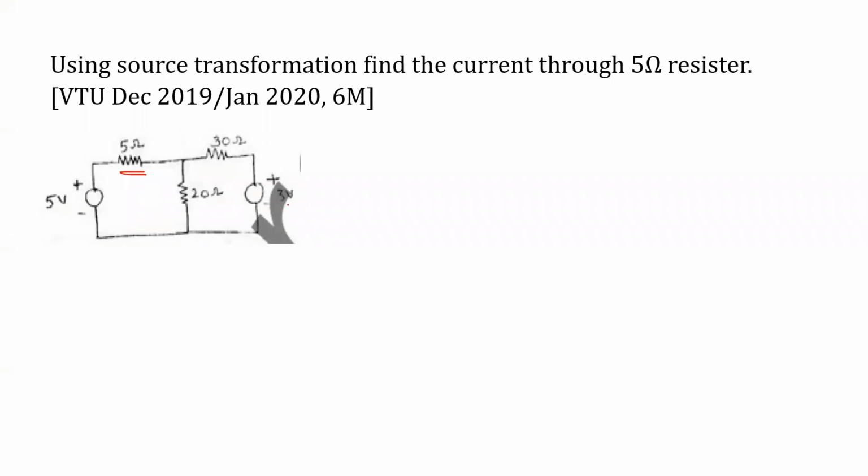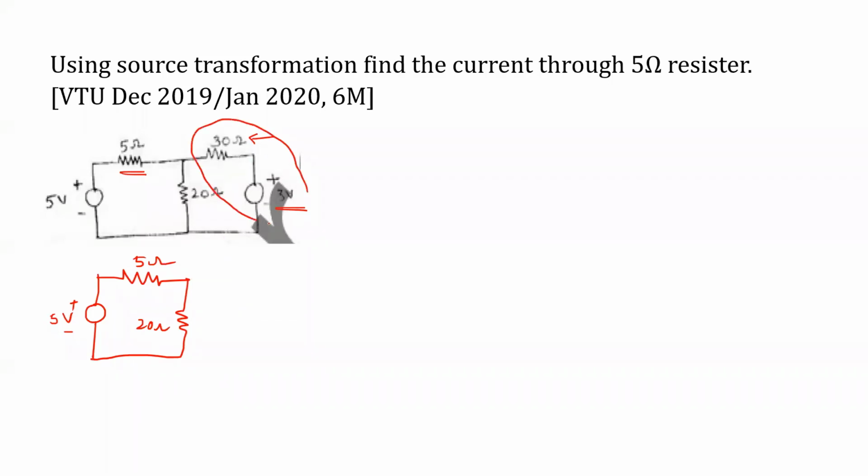First, I do concentrate. A 3 volt voltage source is connected in series with a 30 ohm resistance. It should be converted into... so I do keep the 5 volt as it is, the 5 ohm resistance as it is, the 20 ohm resistance as it is, and I do convert these two into another form. A current source in parallel with a resistance, that is a 30 ohm. Then what could be the value of I? I is equal to V by R. V is 3, R is 30, that is equal to 1 by 10 amperes.